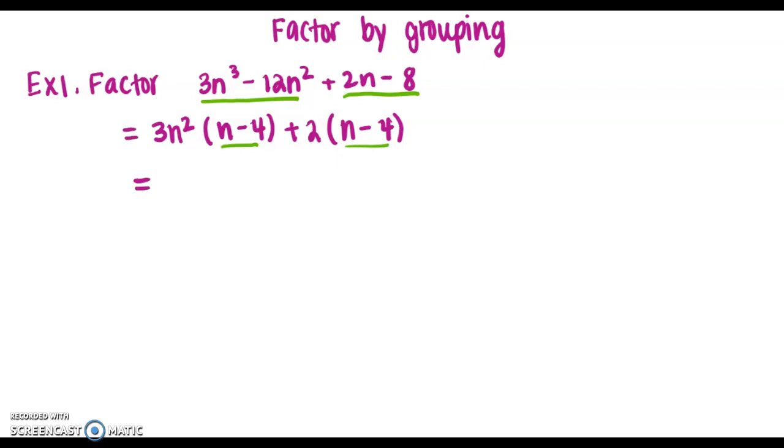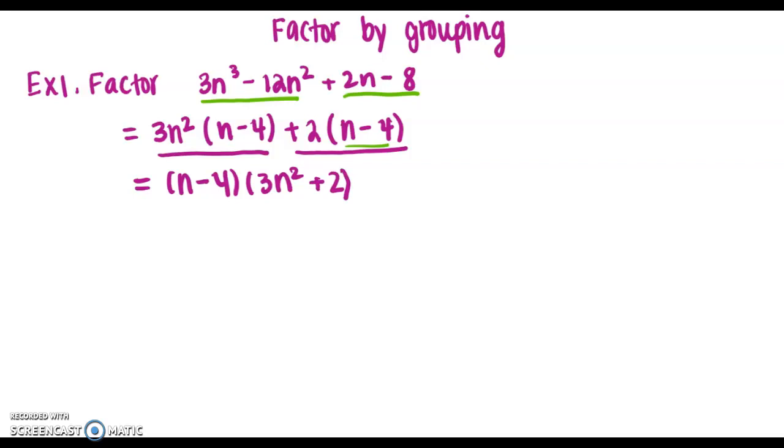So my next step is basically now you have one big term here, and what do they have in common? Well, they have in common the n minus 4. So we're going to go ahead and factor that out, n minus 4. So what are you left with here? If you factor out the n minus 4, you're left with the 3n squared. And then what are you left with here? If you factor out the n minus 4, you're left with a plus 2. So there we go. We went ahead and factored that.